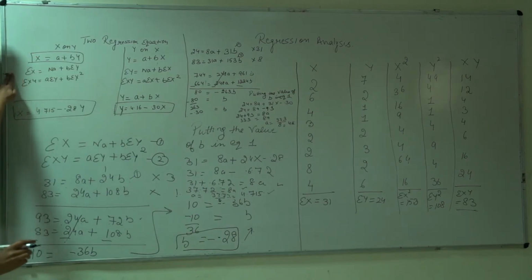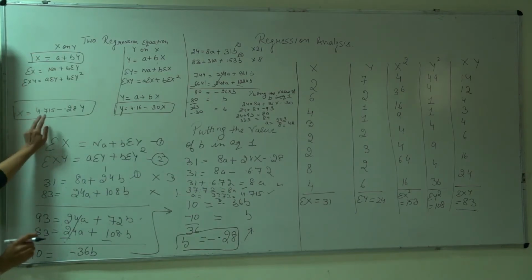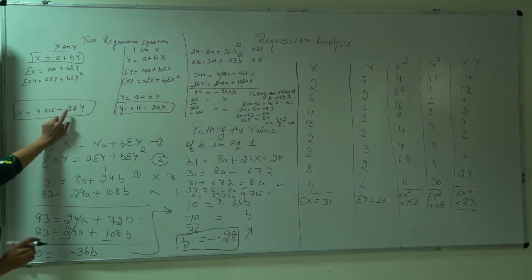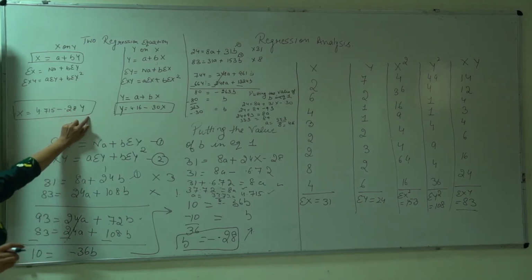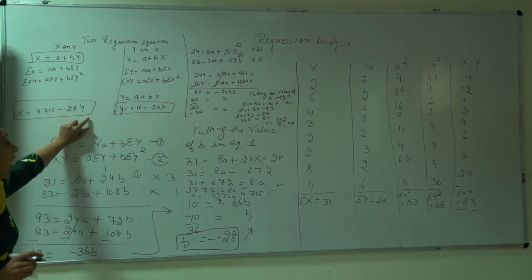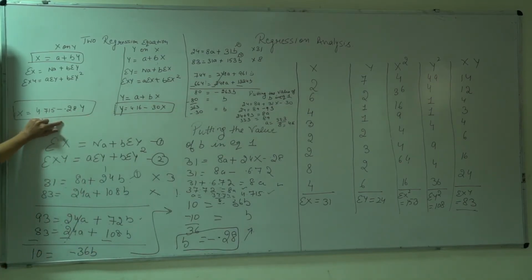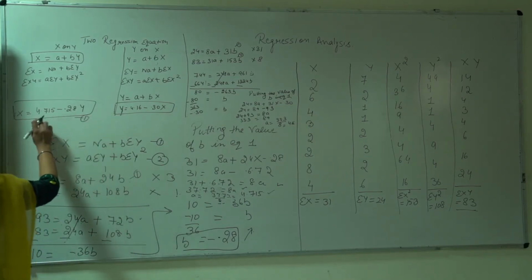Now, I have to put the value of a and b in the original equation, which is x is equal to a plus by. So, x is equal to 4.715 minus 0.28y. So, this is x on y. The answer that you will have will be in equation form. That is why this method is called the regression equation method. So, this is x on y.